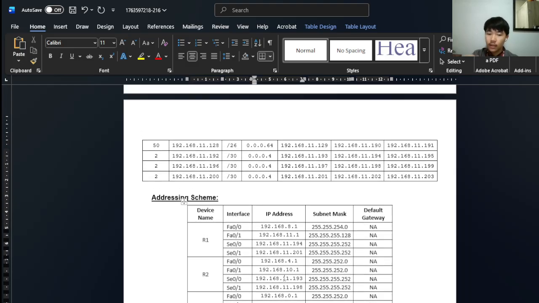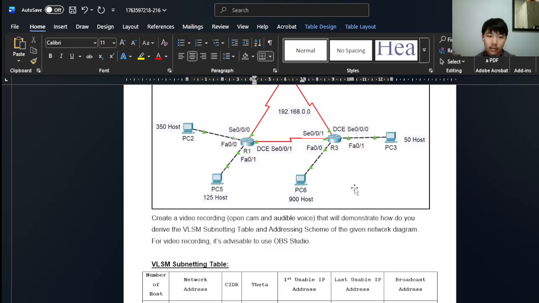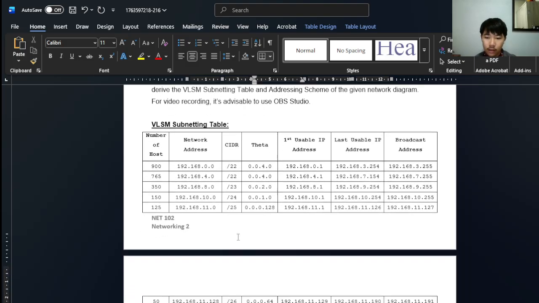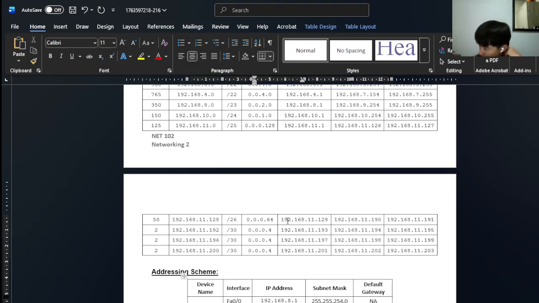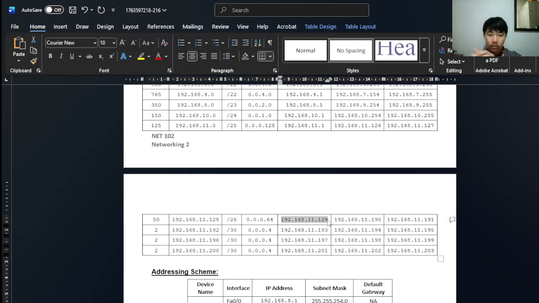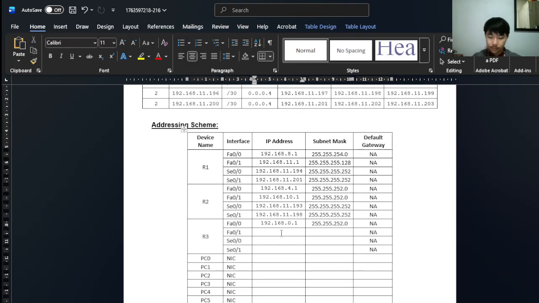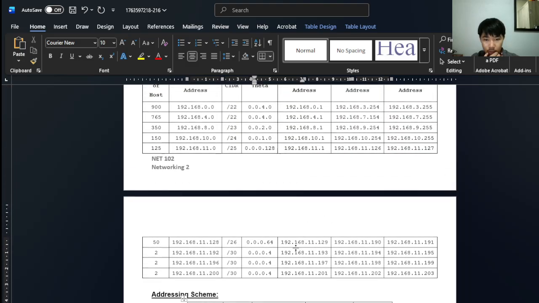So for the next one, the Fast Ethernet 1 is the PC3, the 50 host. The 50 host has 192.168.11.129. So check, the CIDR is 26.